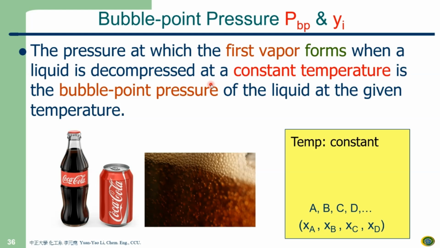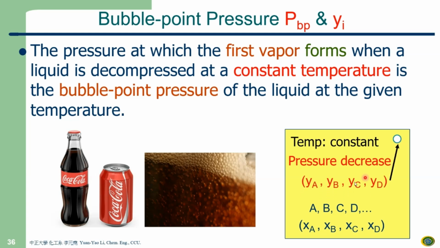Decompressed means what? Decrease the pressure, right? And we keep the temperature constant. It's the bubble point pressure of the liquid at a given temperature. So if we start to open this can gradually, you will see the pressure decrease, and eventually the bubble will come out. So this is the first bubble. Either increase the temperature or decrease the pressure, and you will get the bubble point pressure, or a bubble point temperature.